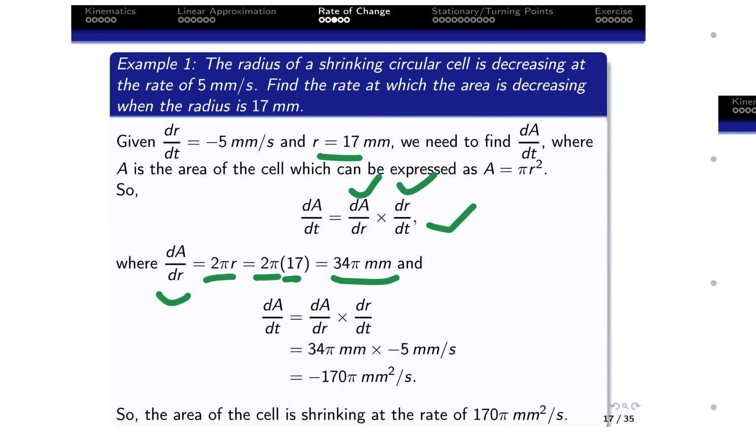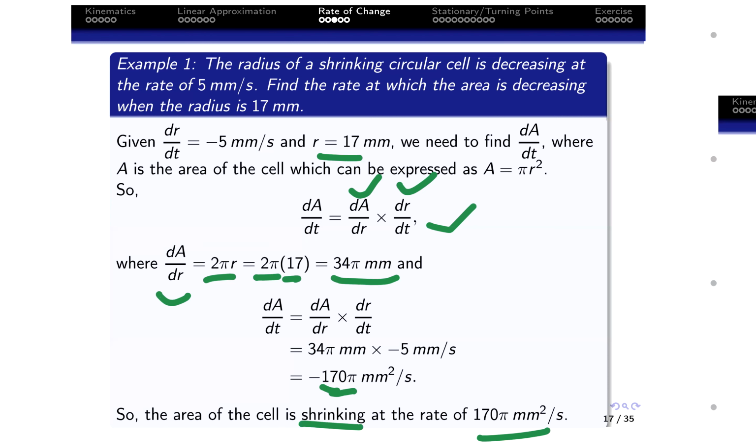Of course, the minus is there, millimeter squared per second. So that is the dA/dt. That's the rate at which the area is decreasing. Of course, for a circle, if the radius reduces, the area will also reduce. So the area of the cell is shrinking, and shrinking takes care of the negative, at the rate of 170 pi millimeter squared per second. So as the radius is decreasing by 5 millimeter per second, the area is decreasing by 170 pi millimeter squared per second.